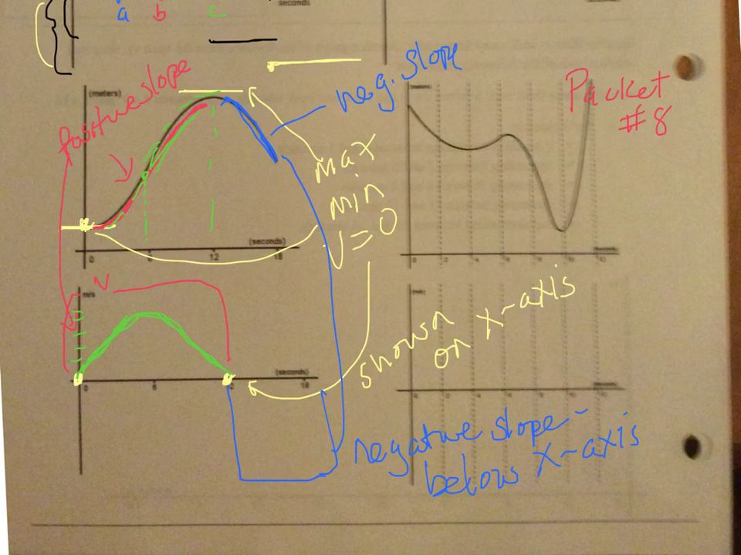Okay. Then after 12, this part of the graph again has a negative slope, and that slope keeps getting higher and higher in a negative direction. So it continues to go down in this direction.